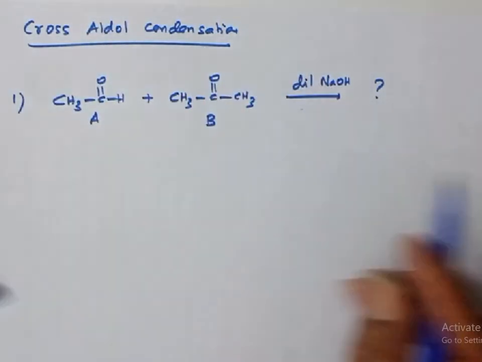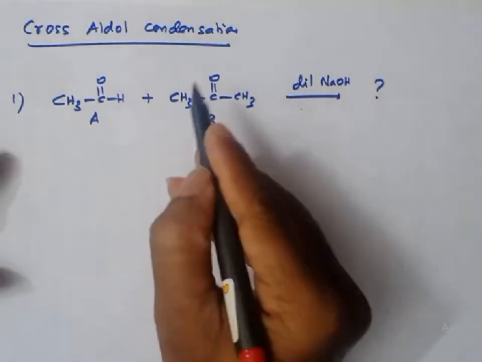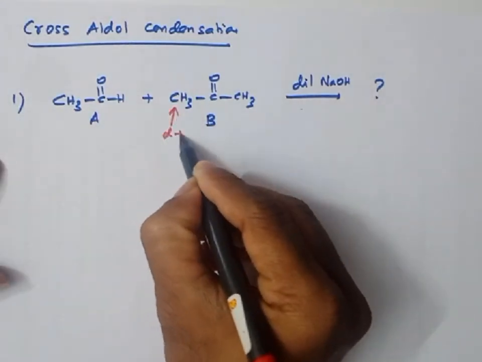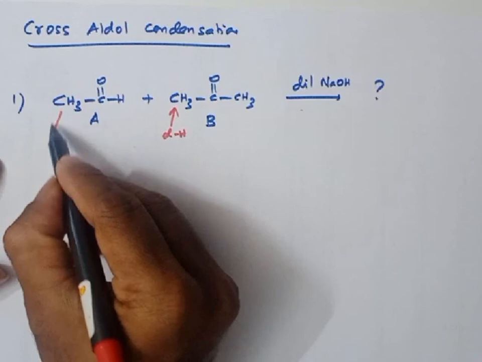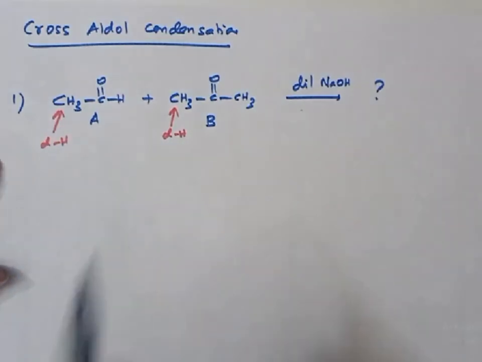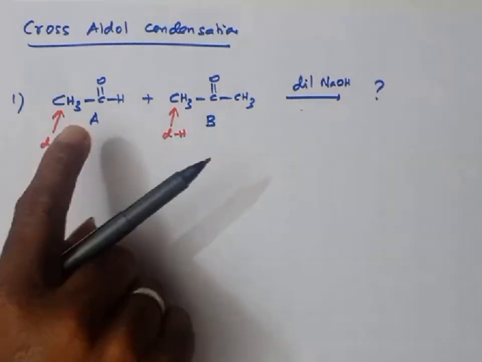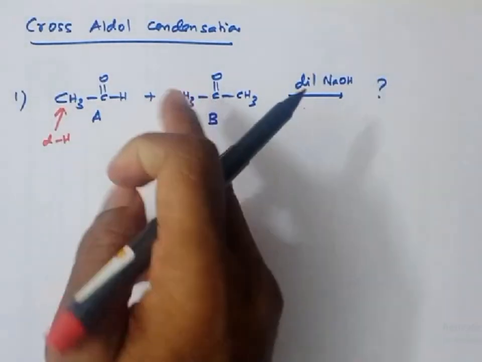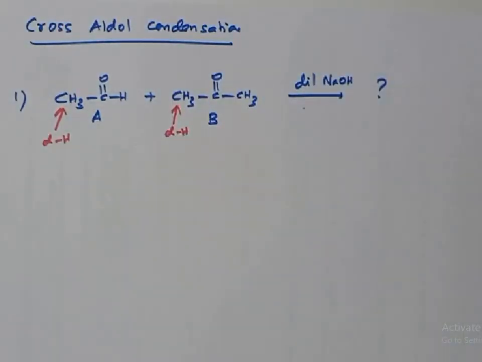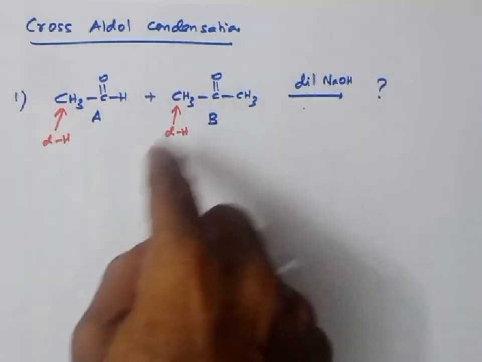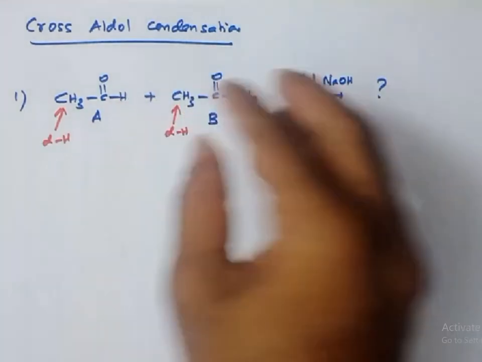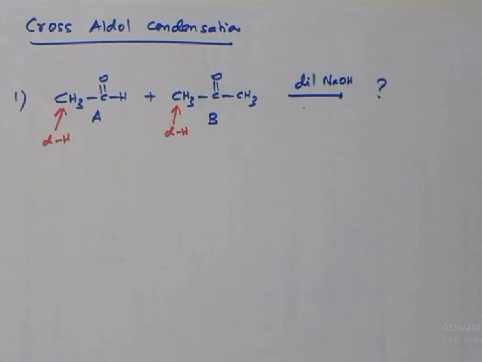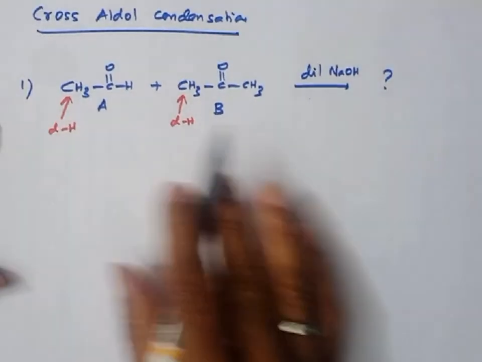And here, note this carefully. This compound contains alpha hydrogen. This compound also contains alpha hydrogen. Both compounds contain alpha hydrogen. So individually they are capable of undergoing aldol. Acetaldehyde can undergo aldol individually. Propanone can also undergo aldol reaction individually. But now it is given mixed. The two compounds are mixed, and then dilute sodium hydroxide is added. So here there are different possibilities.